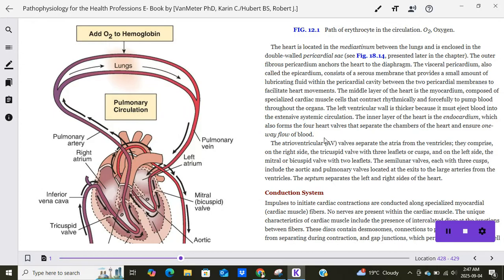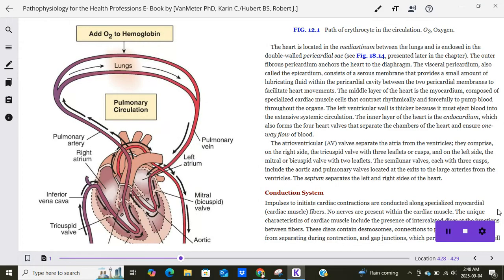The atrioventricular, AV, valves separate the atria from the ventricles. They comprise, on the right side, the tricuspid valve with 3 leaflets or cusps, and on the left side, the mitral or bicuspid valve with 2 leaflets. The semilunar valves, each with 3 cusps, include the aortic and pulmonary valves located at the exits to the large arteries from the ventricles. The septum separates the left and right sides of the heart.